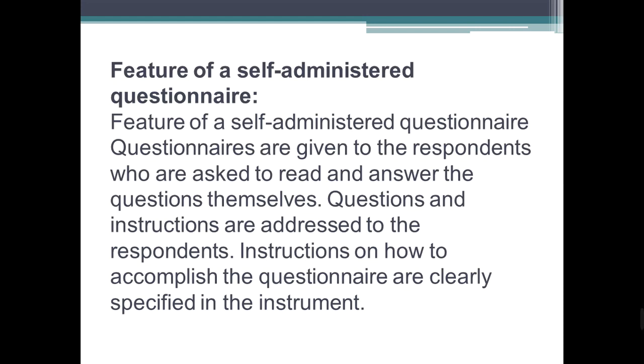Features of self-administered questionnaire. The questionnaires are given to the respondents who are asked to read and answer the questions themselves. Questions and instructions are addressed to respondents. Instructions on how to accomplish the questionnaire are clearly specified in the instrument.